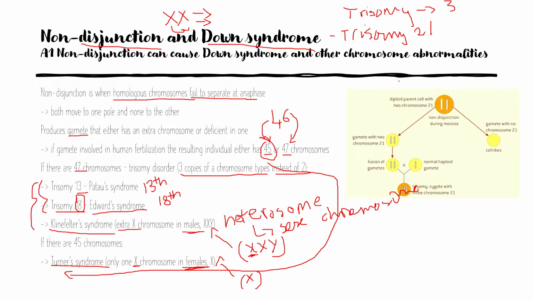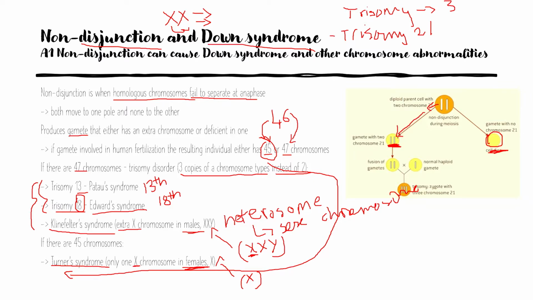The image right here shows us non-disjunction occurring. So because of non-disjunction, one cell has no chromosomes at all, and this is going to end up dying. And this cell right here, after it's been divided, has two. So this is what the product of non-disjunction is. Both the chromosomes go to the same pole, and now they're in the same cell.